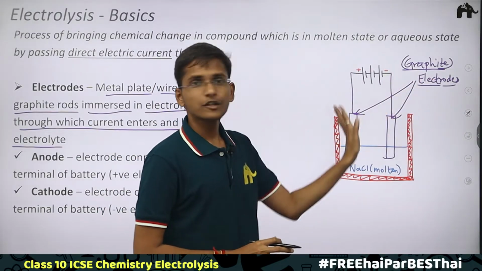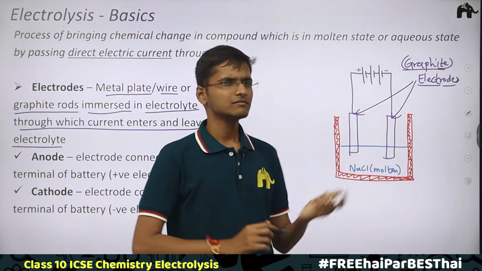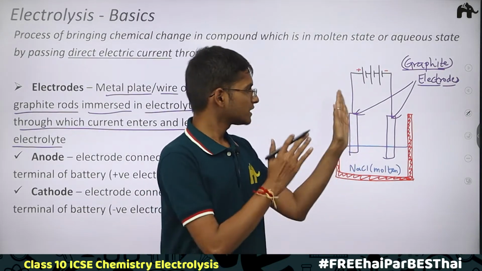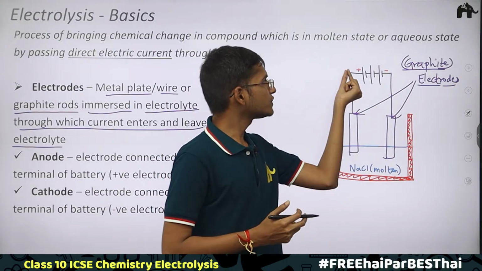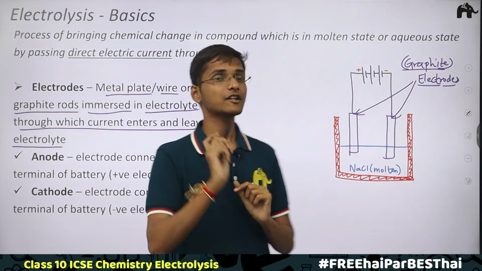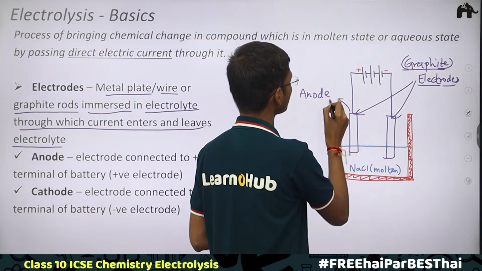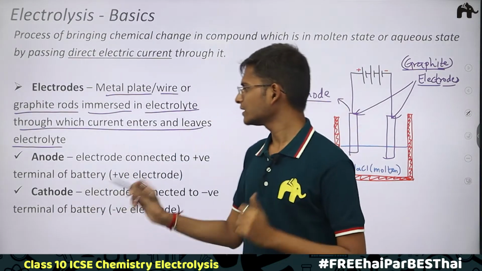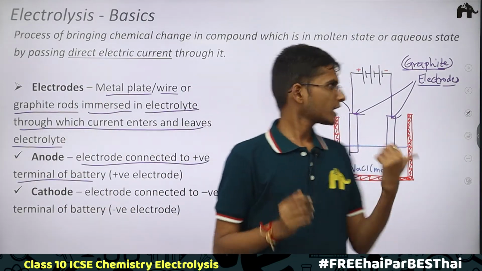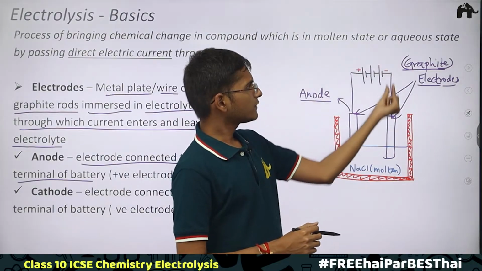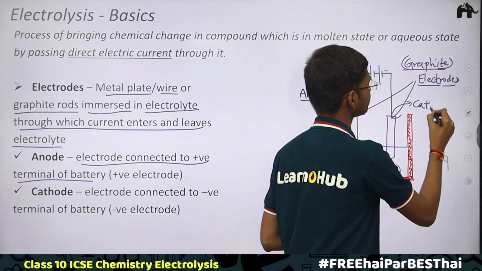Now, these electrodes should have some names, right? Both of them cannot be anonymous. So we name them. The electrode which is connected to the positive terminal of the battery is called the anode. So what is an anode? If someone asks you, it's simply the electrode connected to the positive terminal of the battery. Clear? And the electrode which we have connected to the negative terminal of the battery, we call the cathode.